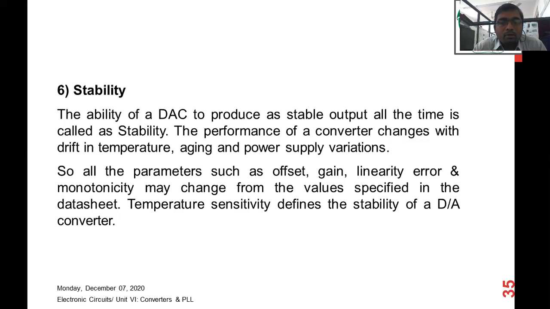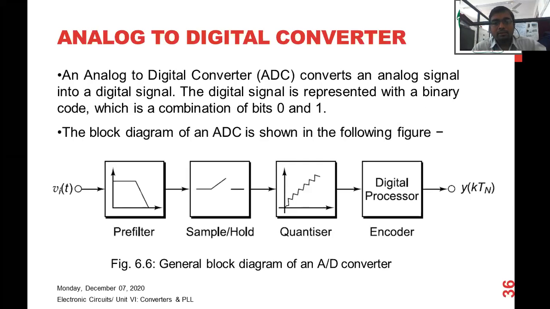Now we have to move from digital to analog converter to analog to digital converter, ADC. So this is the basic or general block diagram of the analog to digital converter. So what is basically an analog to digital converter? An analog to digital converter converts an analog signal into a digital signal, and the digital signal is a binary code.